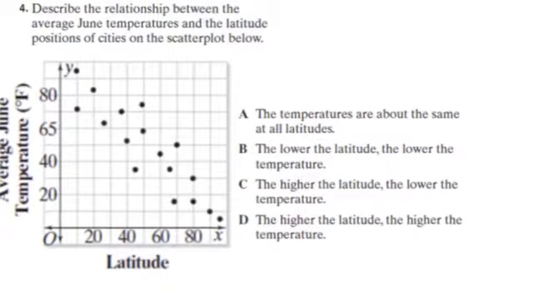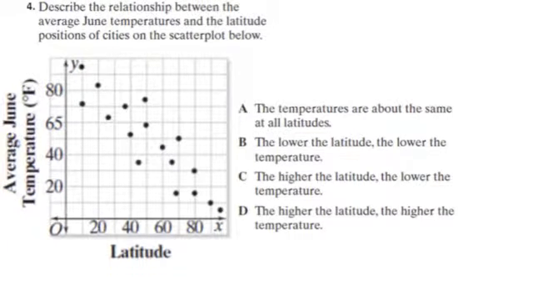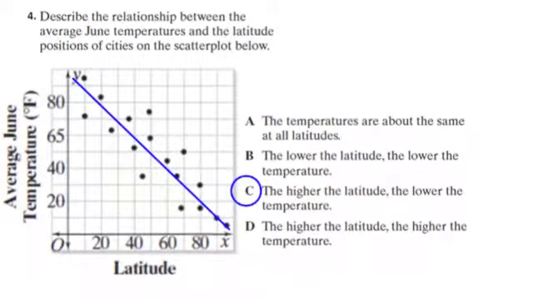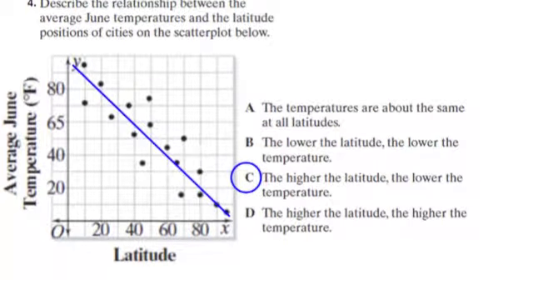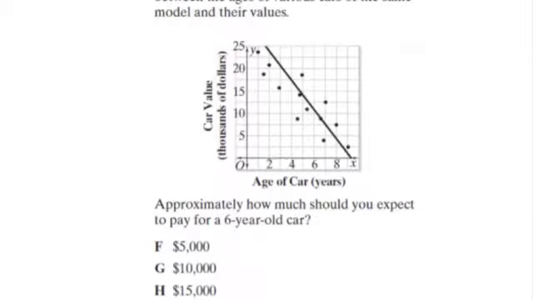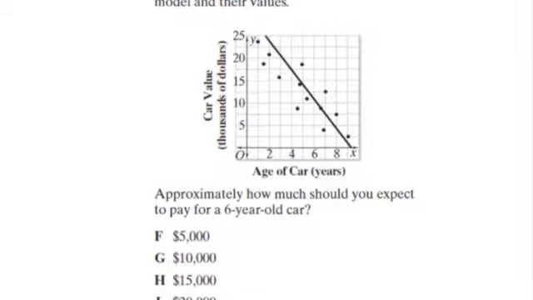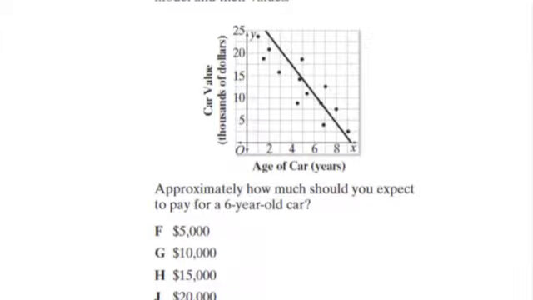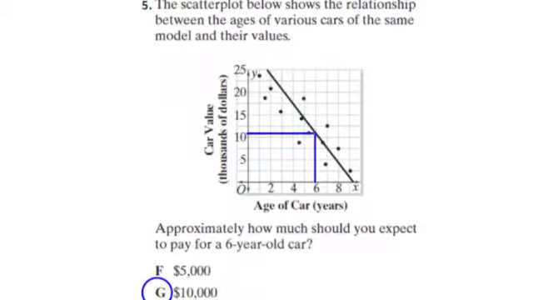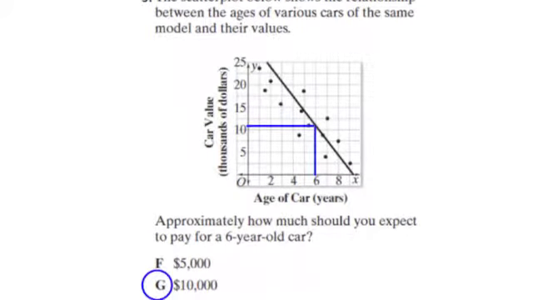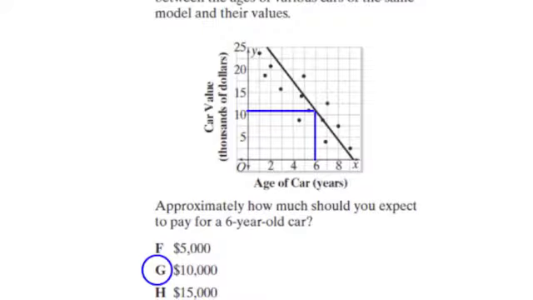In example 4, we're comparing the latitude to the average temperature in June. Well, as the latitude increases, the temperature is decreasing, and so answer choice C would positively describe that graph. In the last example, we're comparing the age of a car to its value. And so if we want to know how much a car would be valued at 6 years, we would take a plot at 6 years and see about where we cross the trend line, which actually happens at 10,000. And so we would expect that at 6 years, a car would be valued at $10,000.